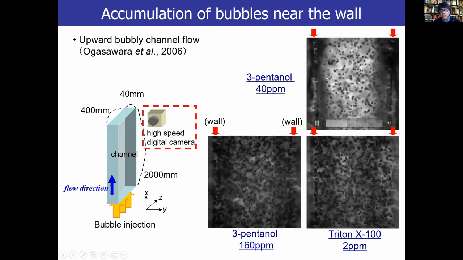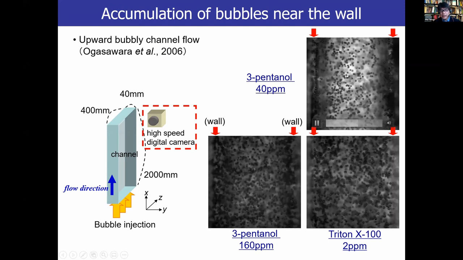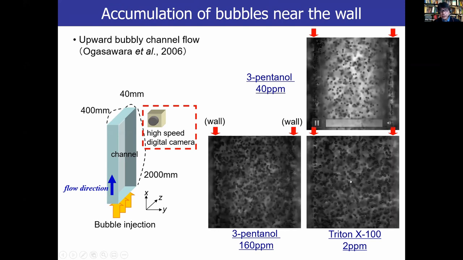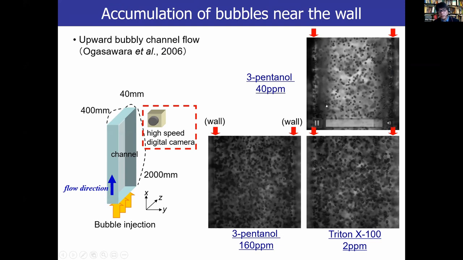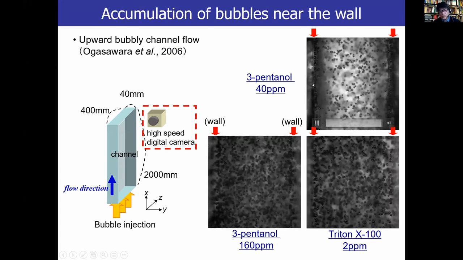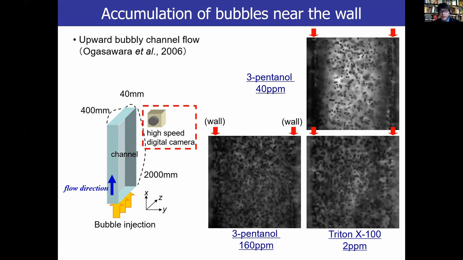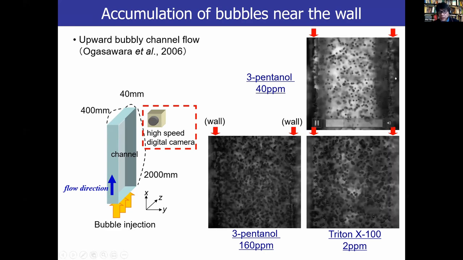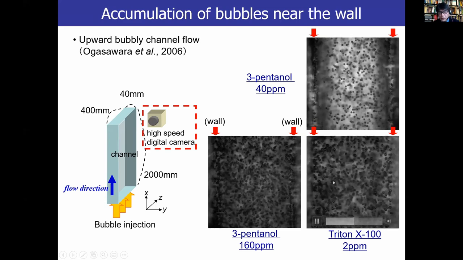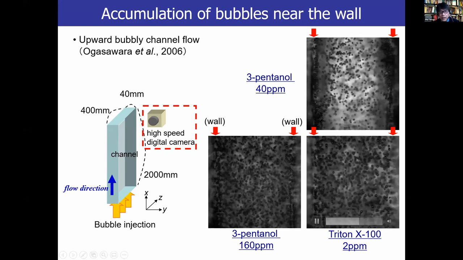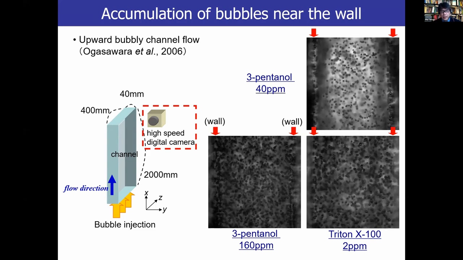And if you look at the bubble accumulation near the wall, if you look from the side, for 3-pentanol 40 ppm, you can see this is transparent. You see the more white color here. And you don't see it, it's more darker for the bottom two figures. That's because for the upper one, 3-pentanol 40 ppm, many bubbles are coming toward the wall, and there's an accumulation of the bubbles near the wall around here. But for the bottom two, they don't have the tendency for accumulating near the wall. And the bubble clusters appeared very close to the wall, okay?